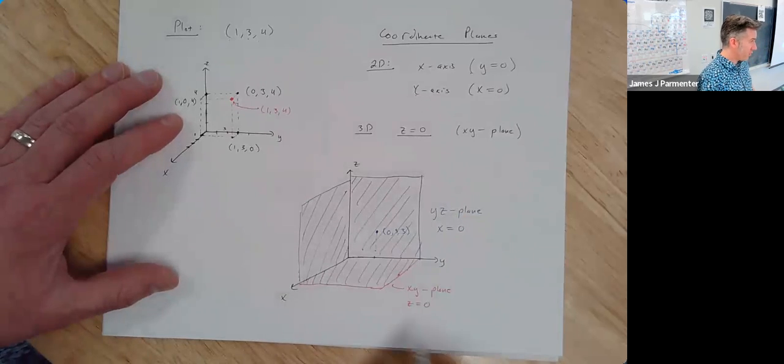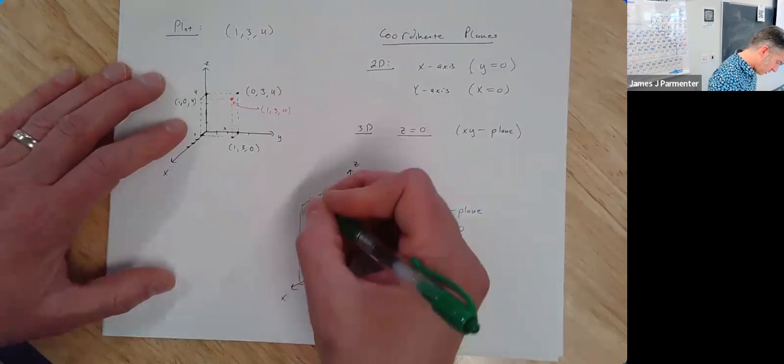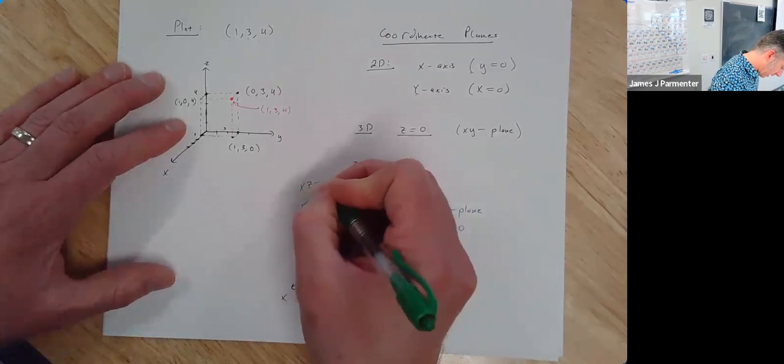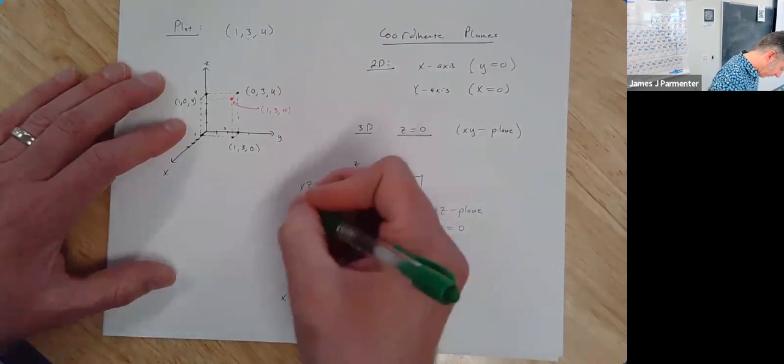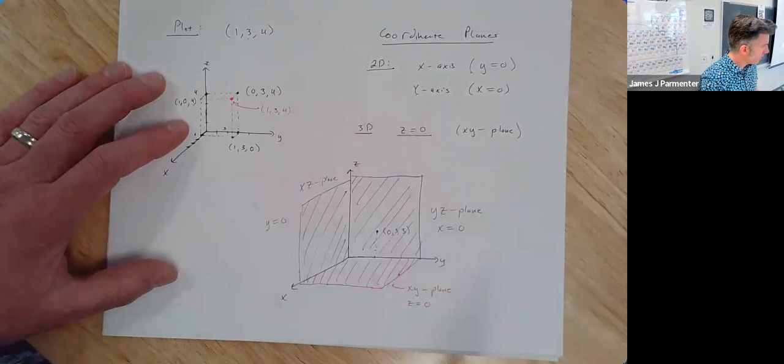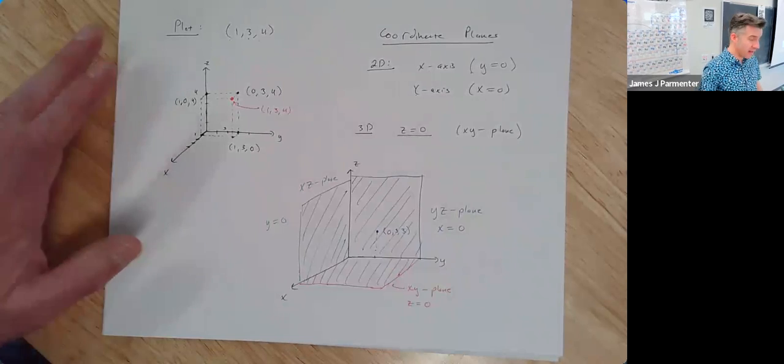So here we haven't moved left or right, but we can move up or down as much as you want, and forwards or backwards as much as you want. Here is our XZ plane. And in this plane, we have to have y equal to 0, because there's no left or right movement.